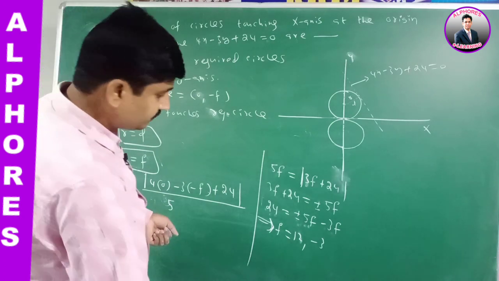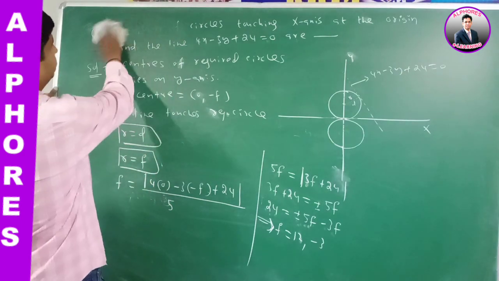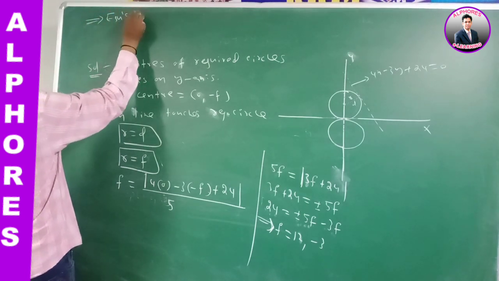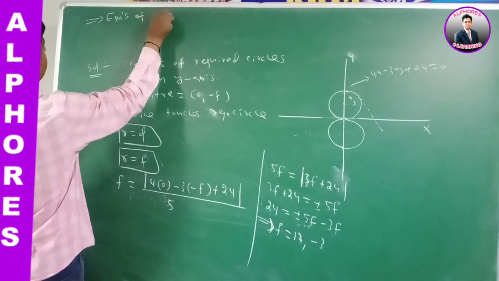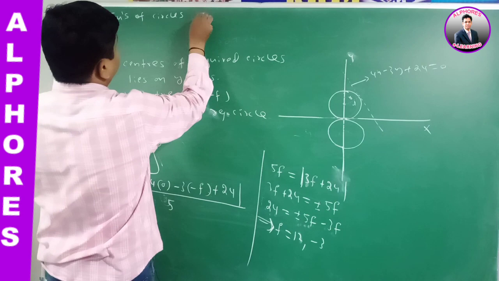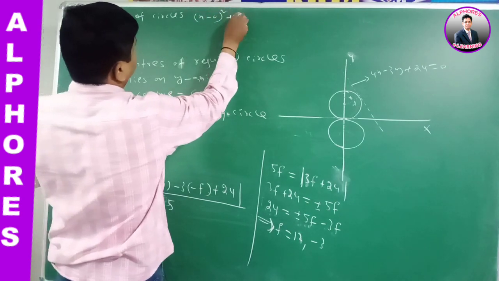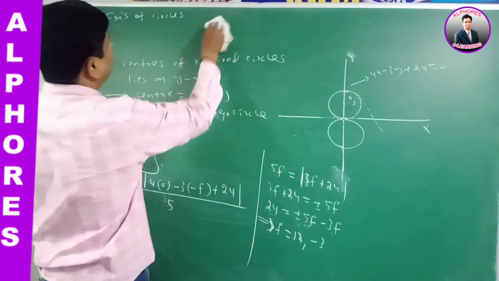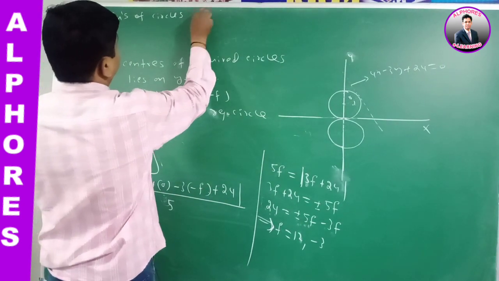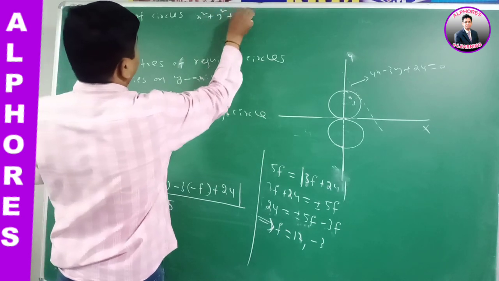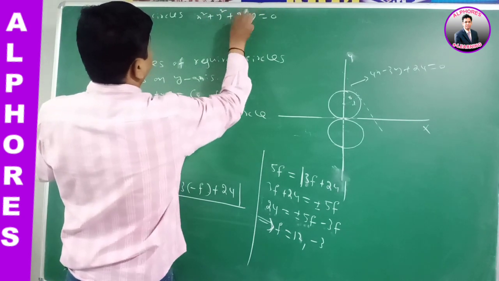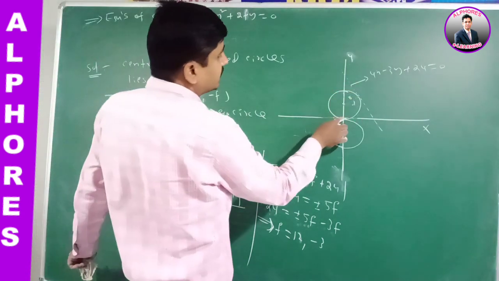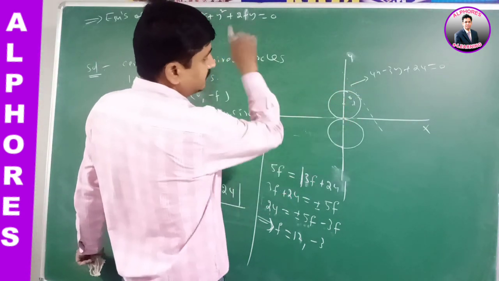Therefore, the required circles' equations. Actually here, equations of circles in this case are in the form x square plus y square plus 2fy equal to 0. The circle passes through the origin, so the C value is 0. The center lies on the y-axis, so the G value is 0.